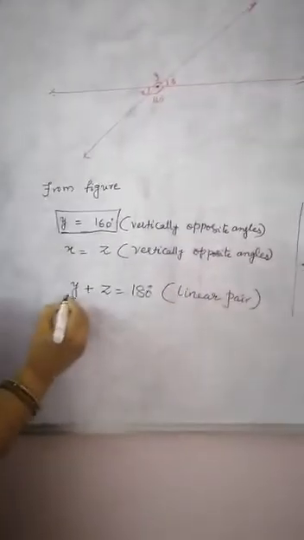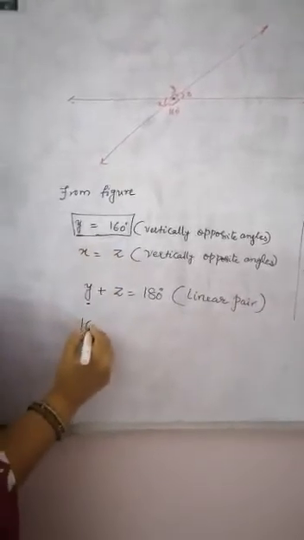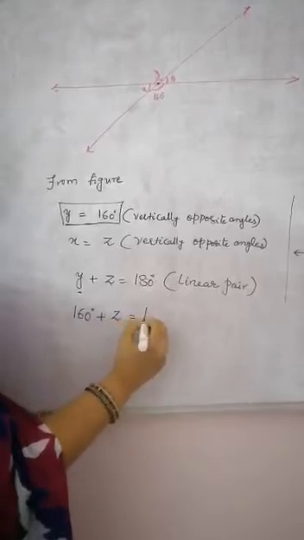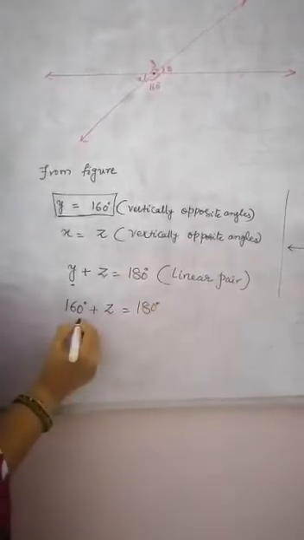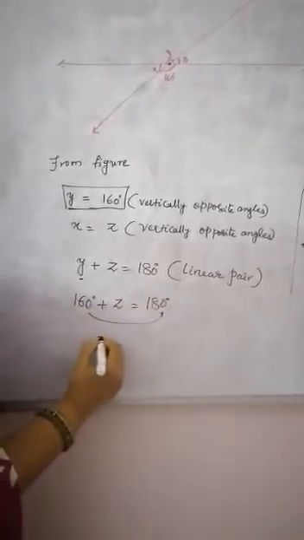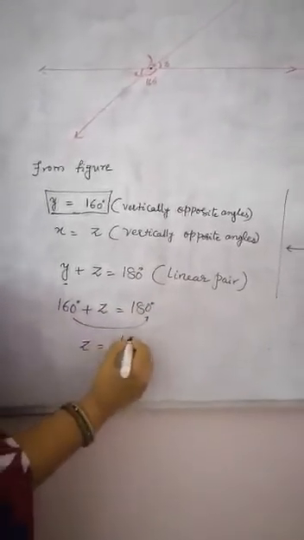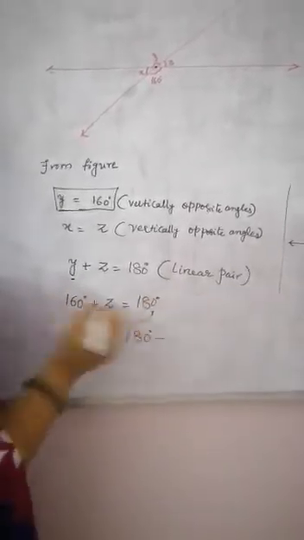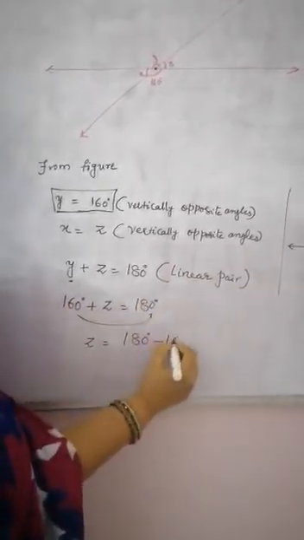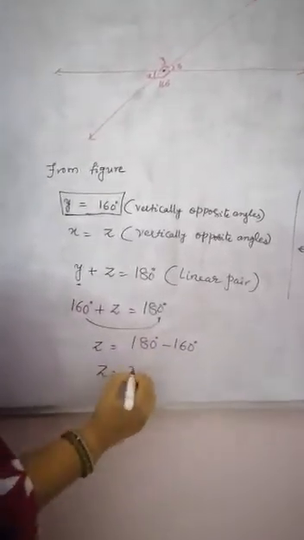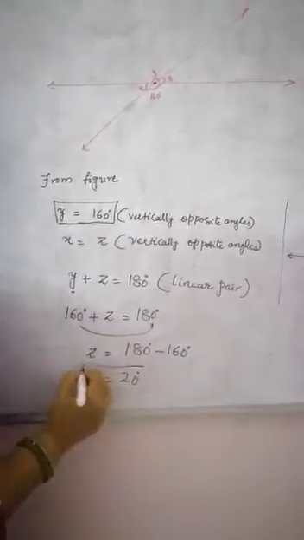So already we have the Y value, children. Substitute Y here: 160 plus Z is equal to 180 degrees. Send this to that side, children. LHS to RHS, when it is moving, plus becomes minus, minus becomes plus. Remember now? So plus 160 becomes minus 160. So Z is equal to how much, children? 20 degrees. We got Z also.